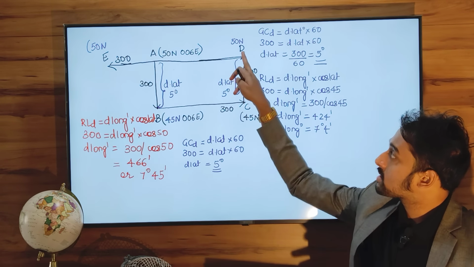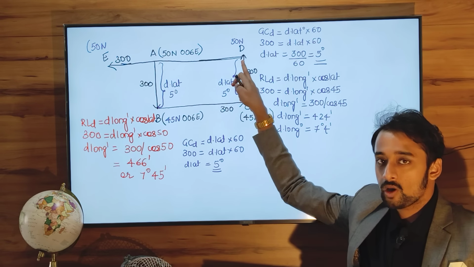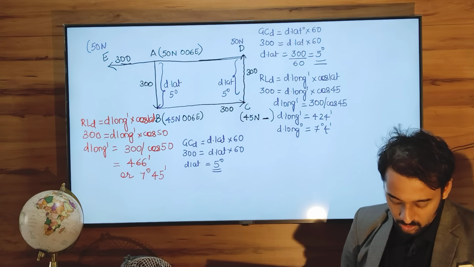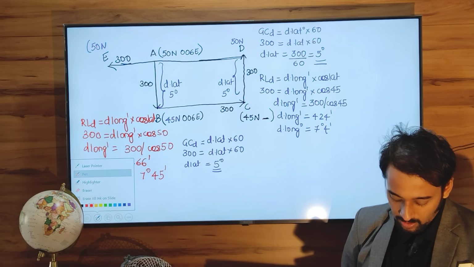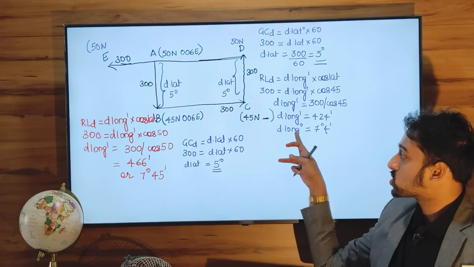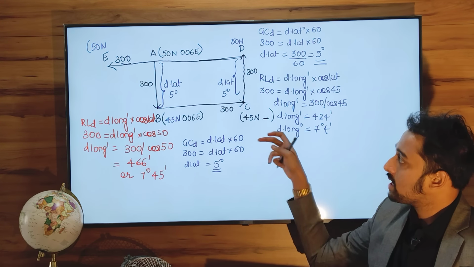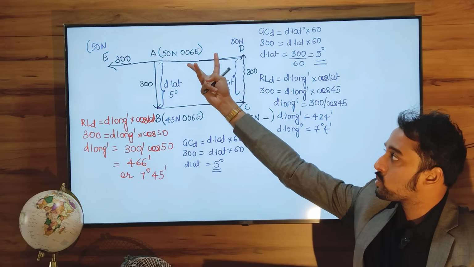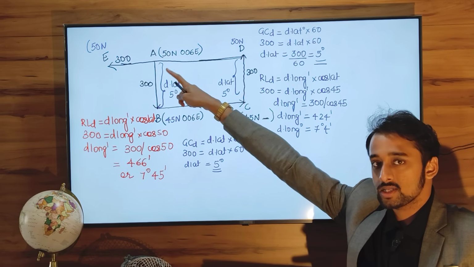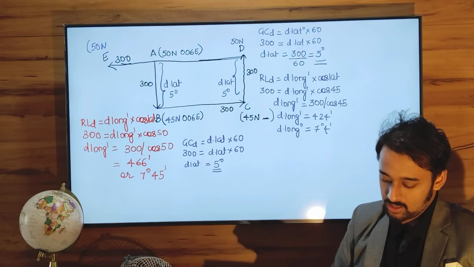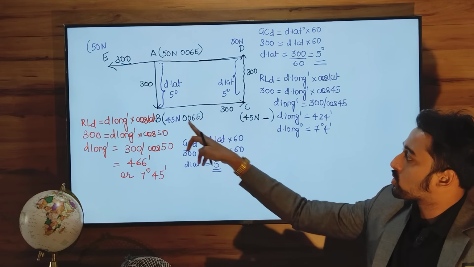Now we know this initial latitude is 50 north. Initial longitude will be how much? So let's complete this part. Now here why I stop is because this d long will not be equal to this much d long, because that is the new longitude. So now here let's come to part 2.